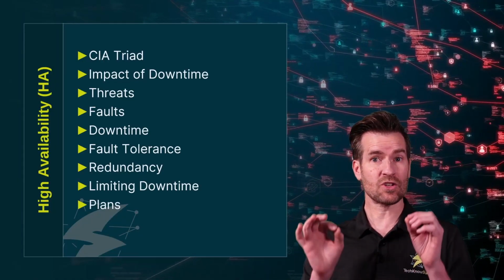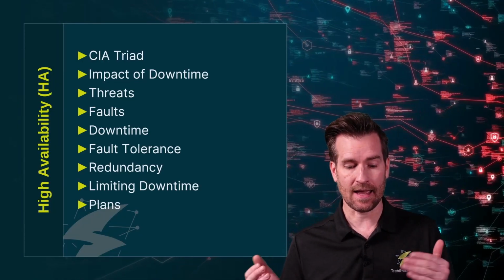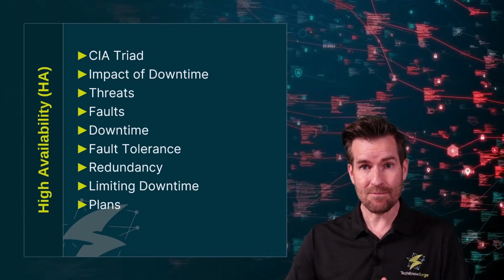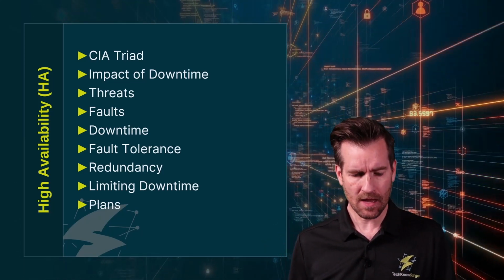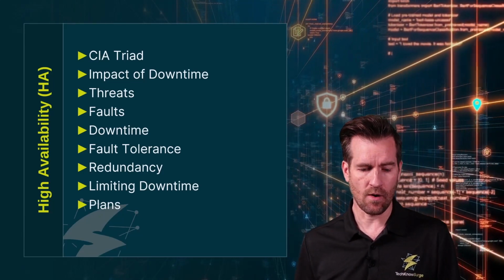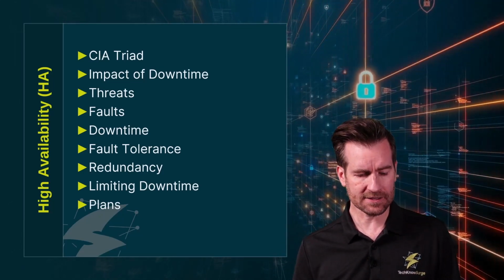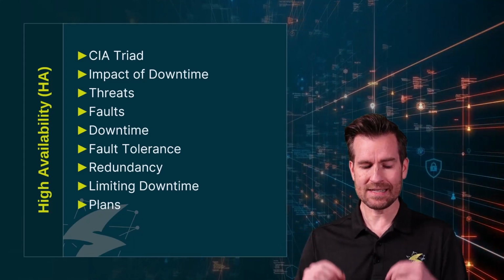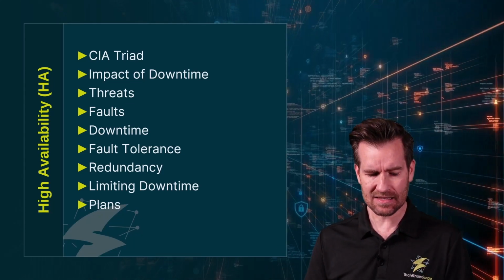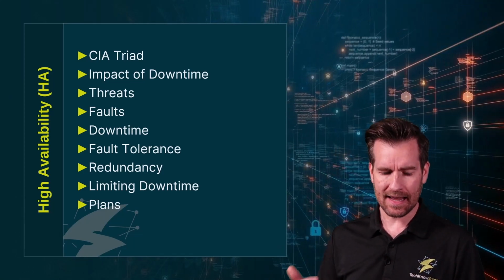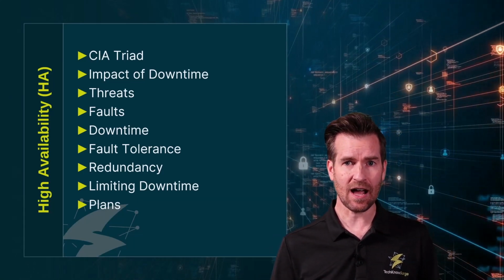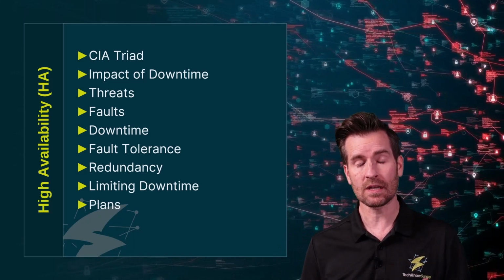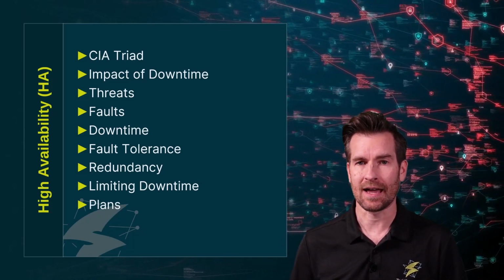We're going to start with just a brief mention about the CIA triad. We'll talk about impact of downtime to a company. We'll get into threats to availability. We'll talk about what faults are, what downtime is, what fault tolerance is, redundancy and how it plays its role, how to limit downtime, and we'll finish things off talking about plans that you can implement to limit downtime.